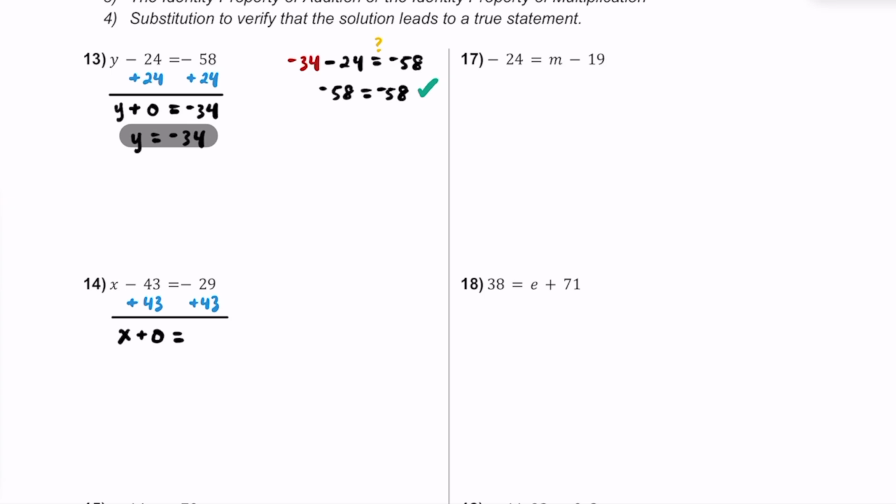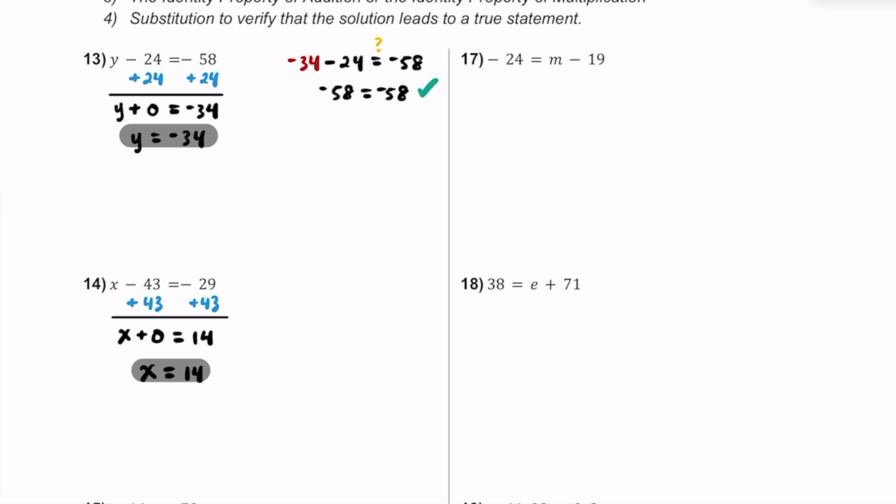up with 14. Okay. Now, did we use the additive inverse property? We did, because these are opposites, and we got 0. Now, what about the identity property? Well, x plus 0 is just x, so that's using the identity property of addition. And then this right here we think is our solution.